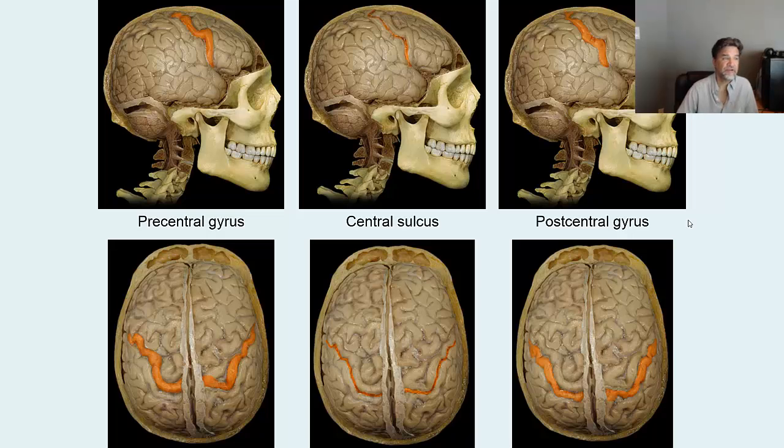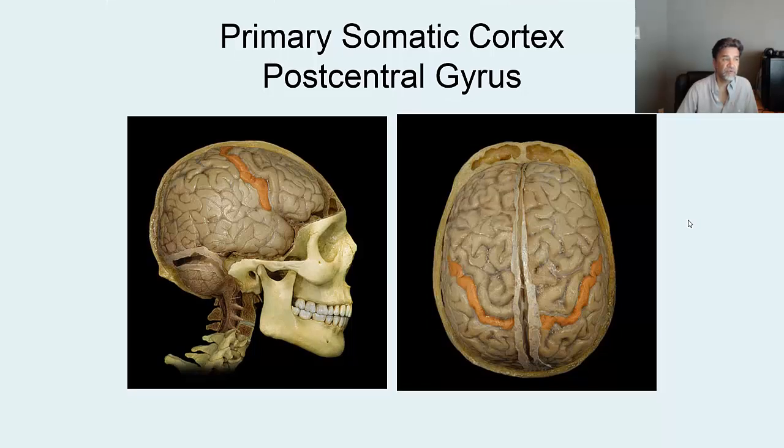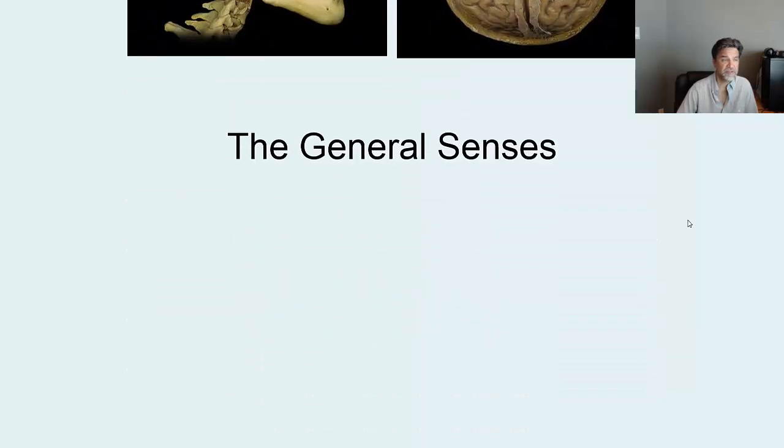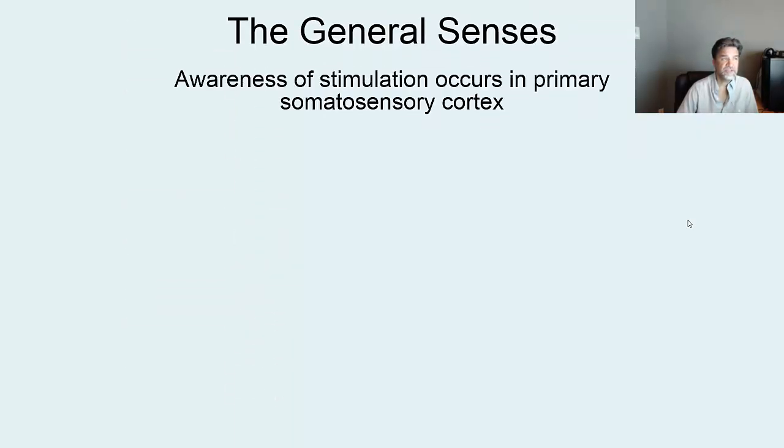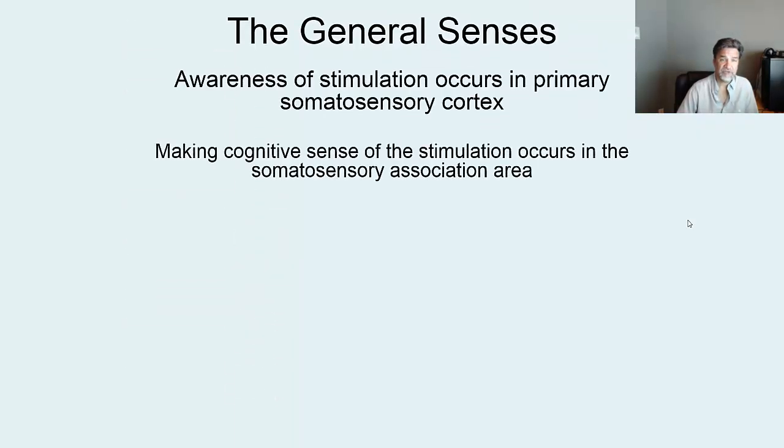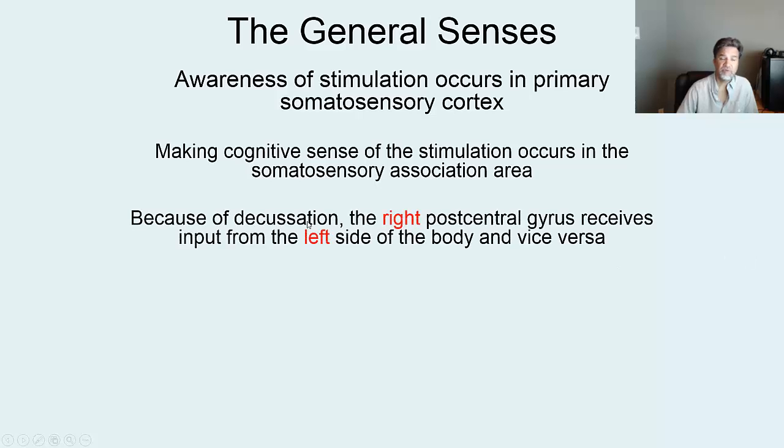So there's the two different major gyri and the central sulcus. And we're going to look mostly at the post-central gyrus right now, and we'll refer to the precentral in the next video. And so the general senses, we've already talked about how they're processed in the somatosensory cortex. So in the somatosensory association area, we're going to make sense out of those inputs. We're going to become aware of them and respond to them appropriately. Remember, because of decussation, most sensations will come in contralateral from where they begin.